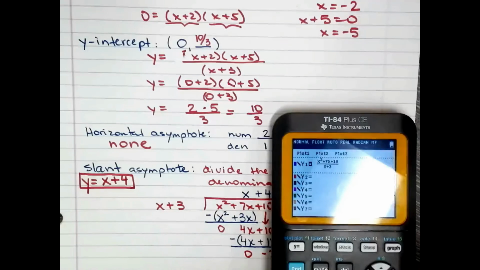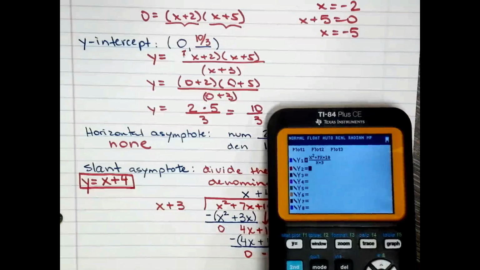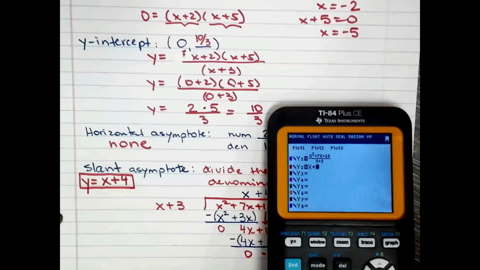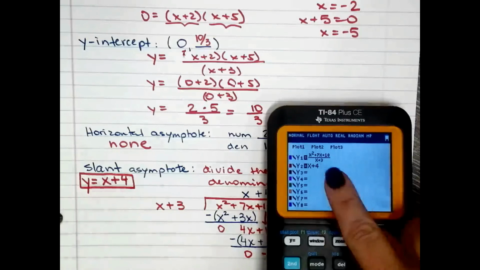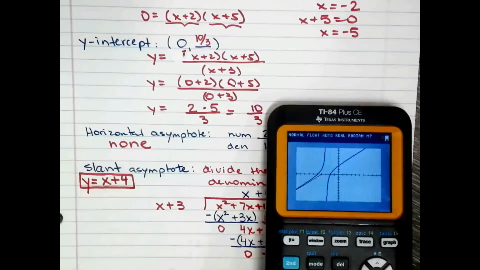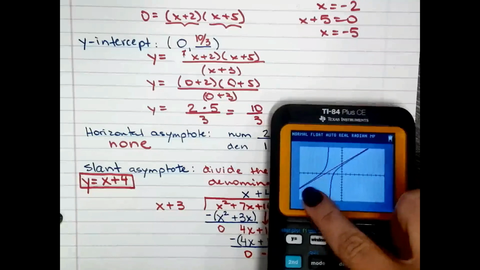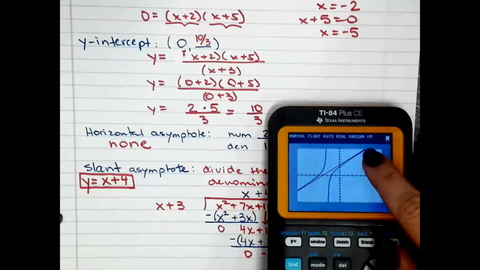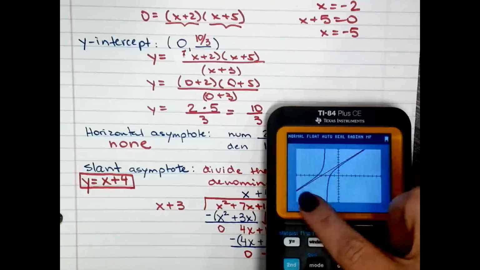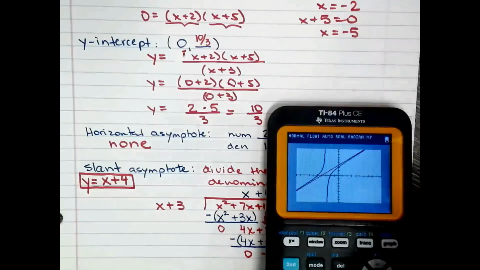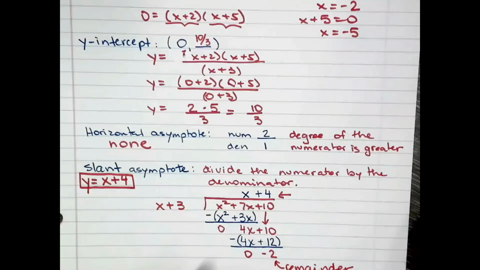So, in the calculator, I'm going to go in y2 and I will plug in this slant asymptote I just found. Look how beautiful that is. Okay, so that slant asymptote or oblique asymptote is the line that your graph is approaching, but is not touching it.